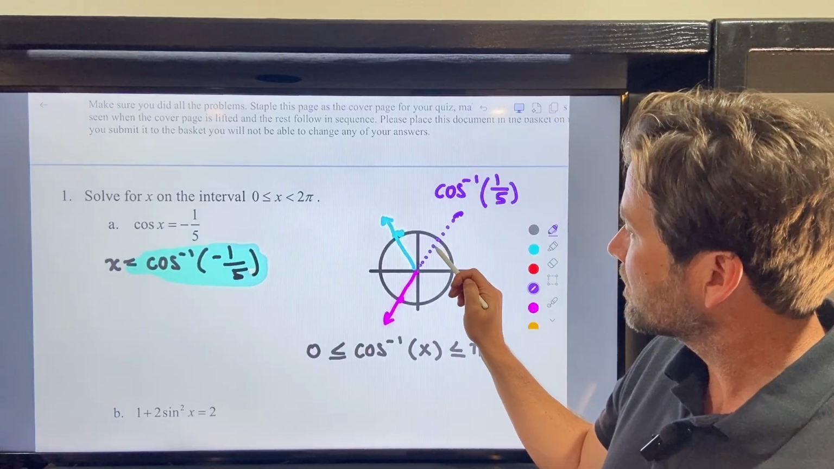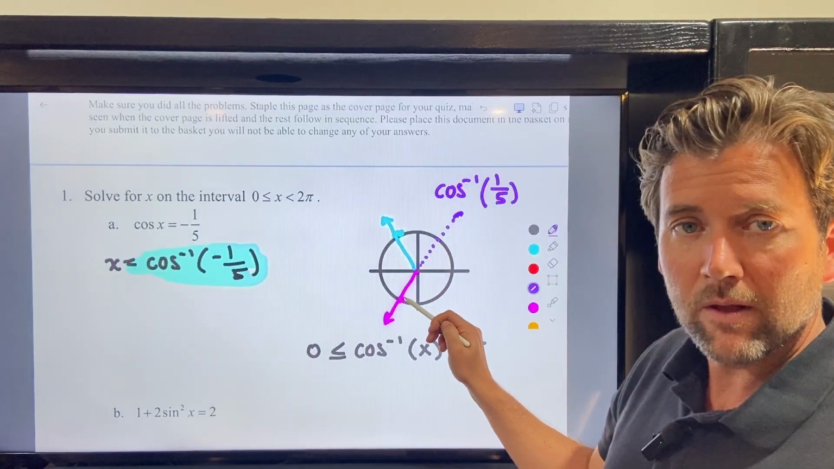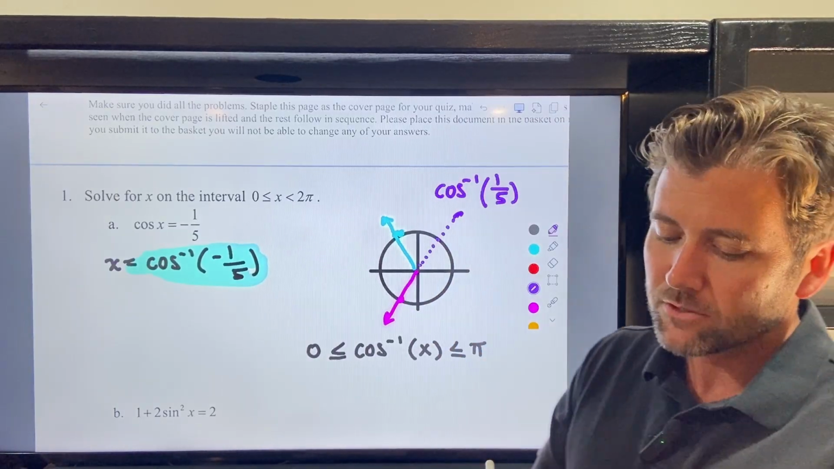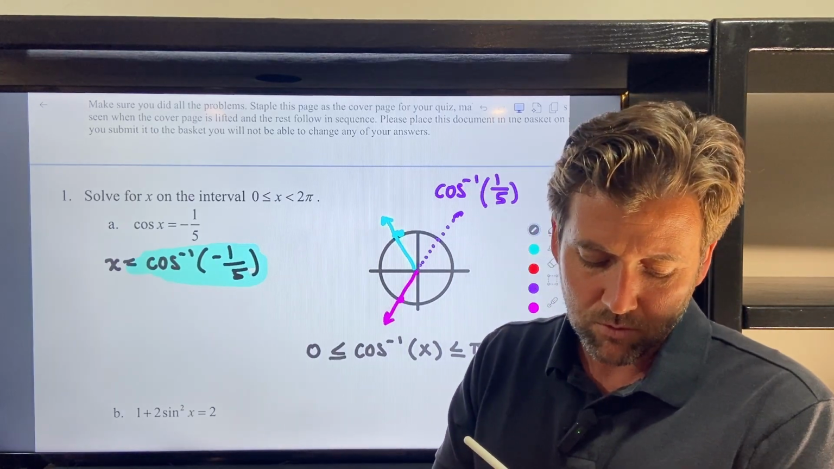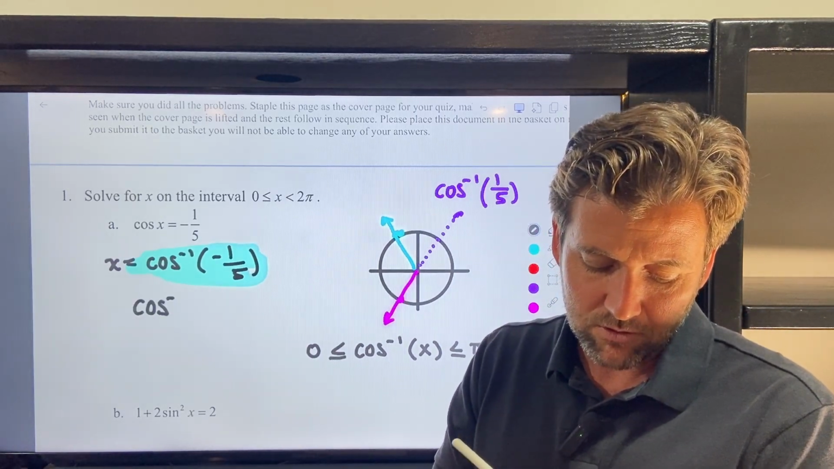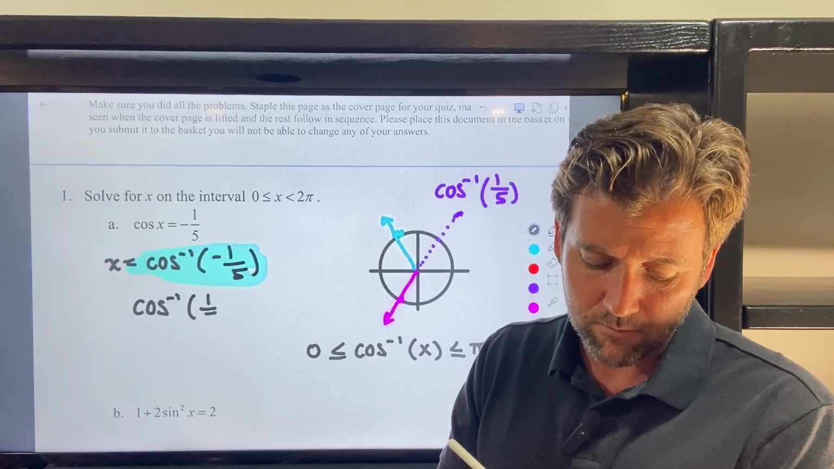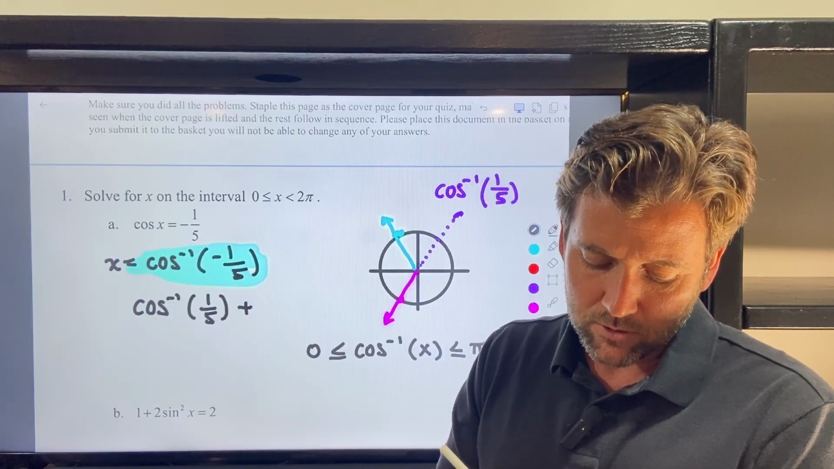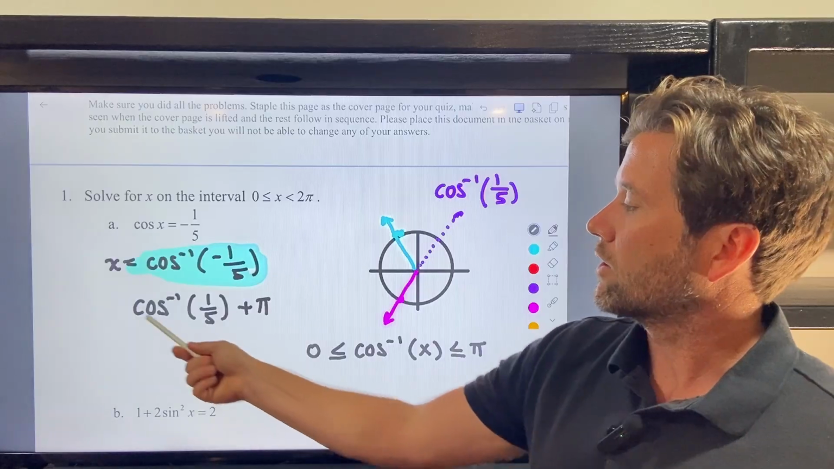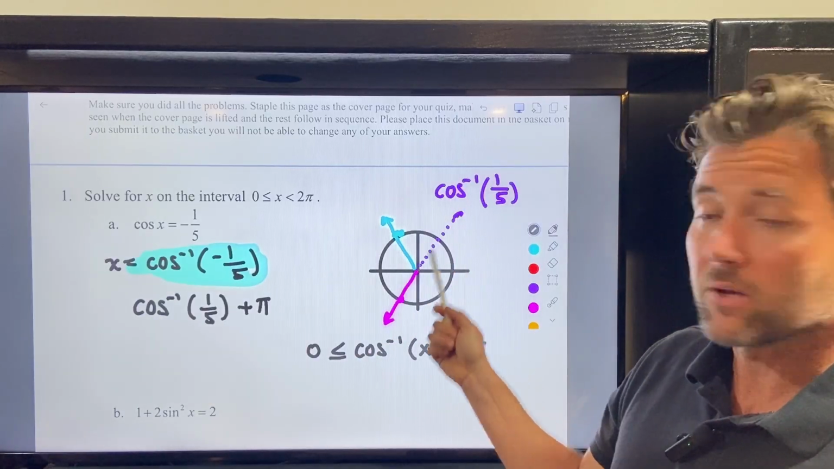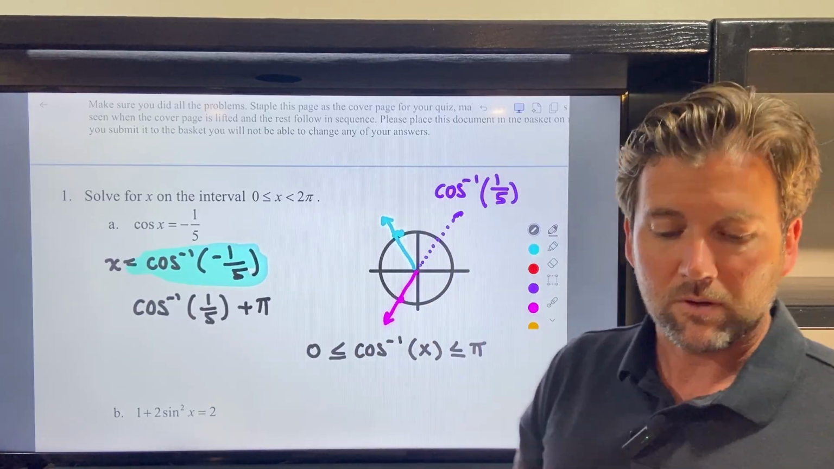So to go from this purple angle all the way around there, you have to add pi. So it's kind of cool. Some students will write down as their second answer, arc cosine of 1/5 plus pi. So again, arc cosine of 1/5 is this purple angle. You add pi to get the pink one.